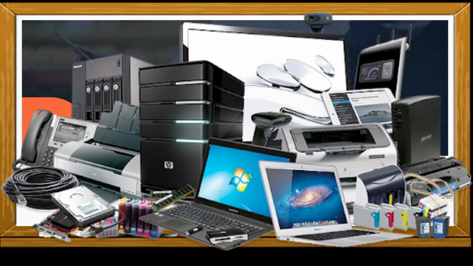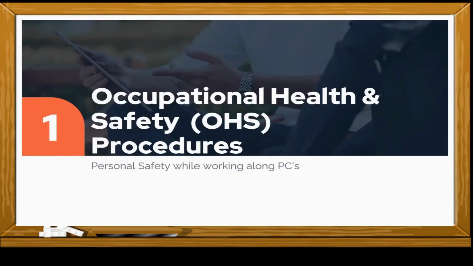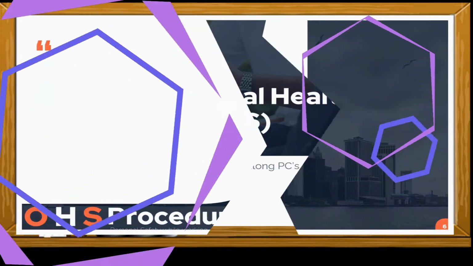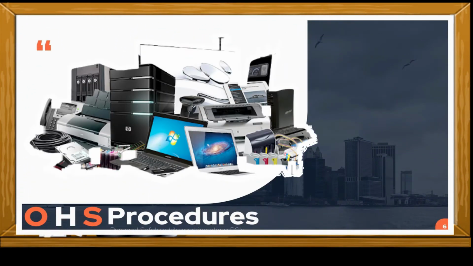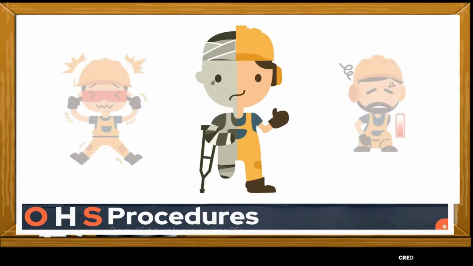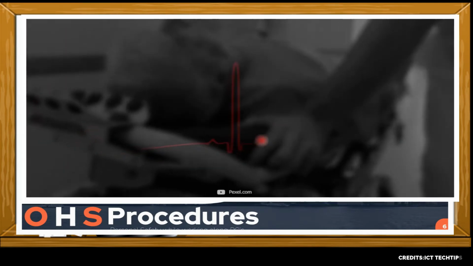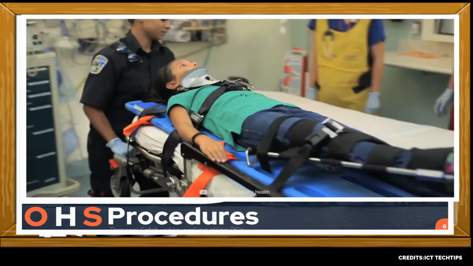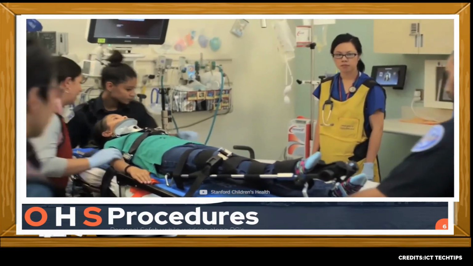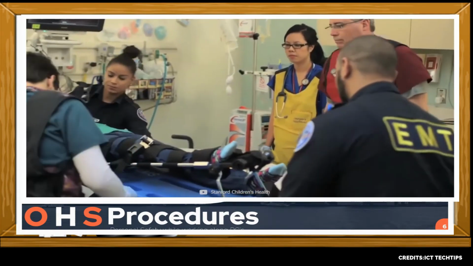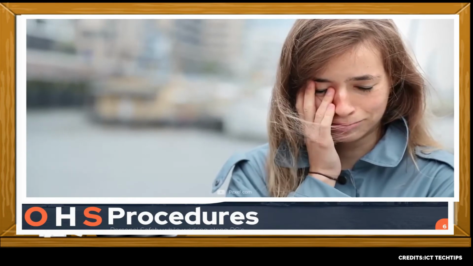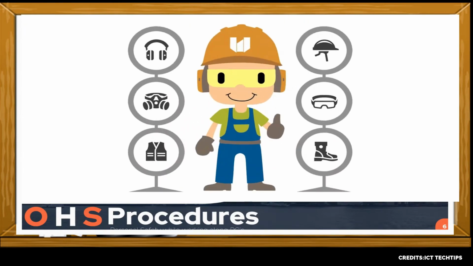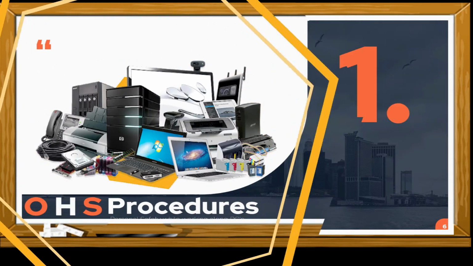The basis for this process begins with your occupational health and safety policies. Computer equipment can be dangerous, and you or others can be injured or even killed if you don't follow proper safety guidelines when working around PCs. The following are some precautionary measures to take before working with any computer equipment.